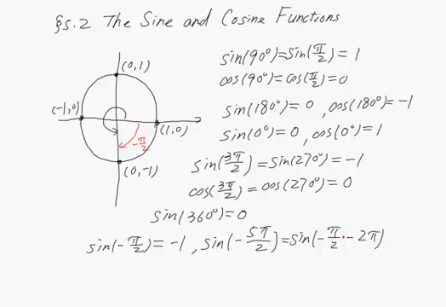So actually, you first rotate clockwise one revolution, right? And then followed by another pi over 2. So same as negative pi over 2, right? So the sine of negative 5 pi over 2 is equal to negative 1. Okay?